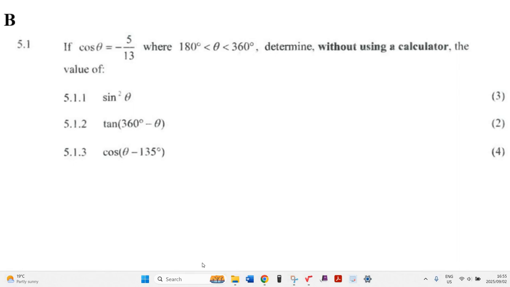Okay, let's try this Pythagorean trig problem. They tell us that the cosine of some angle is minus 5 over 13, and they tell us that it's got to be somewhere between 180 degrees and 360 degrees. That's saying it's either in the third or the fourth quadrant. Well, it can't be the fourth quadrant because cosine's negative. So the only place it can be is the third quadrant.